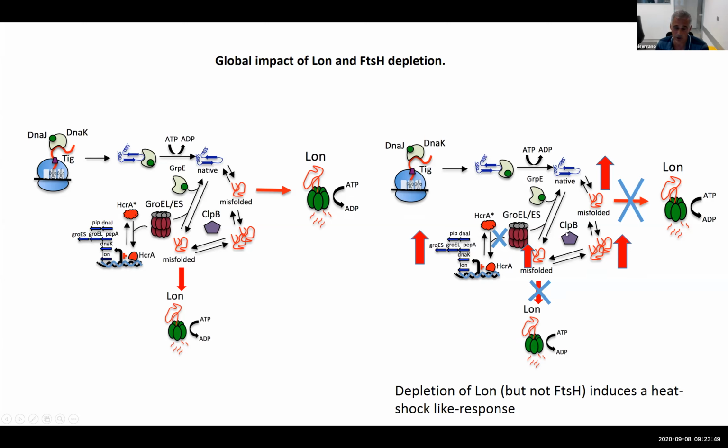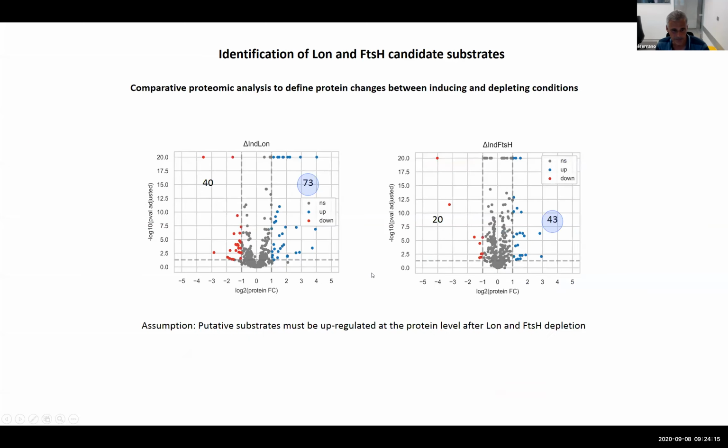And when you knock out LON, then you have a huge increase of all these proteins. And it's logical because when you decrease LON, misfolded proteins accumulate. They are bound by GroEL, GroES. You saturate GroEL, GroES, so it cannot fold HrcA, and as a result, you get a huge heat shock response when you overexpress these proteins. It's a very nice feedback mechanism for regulating the expression of heat shock proteins.